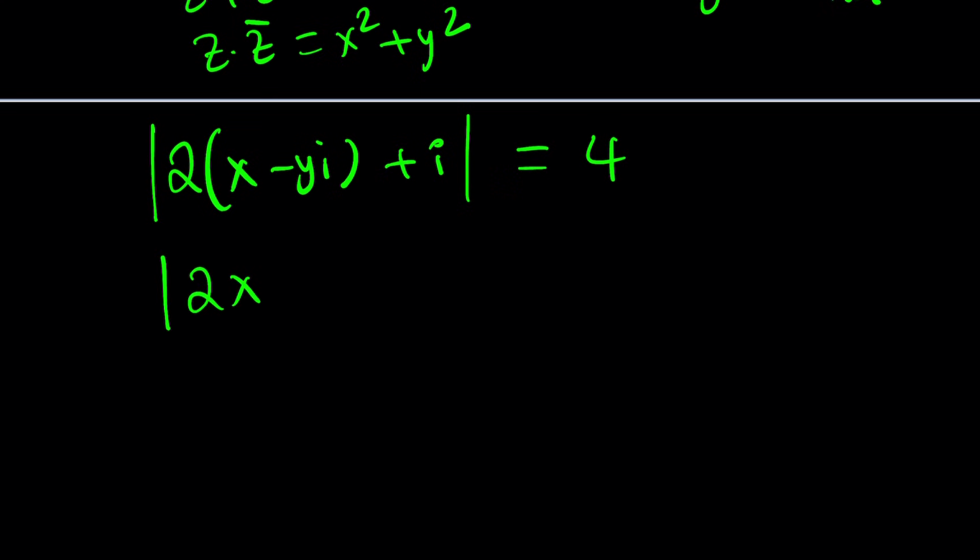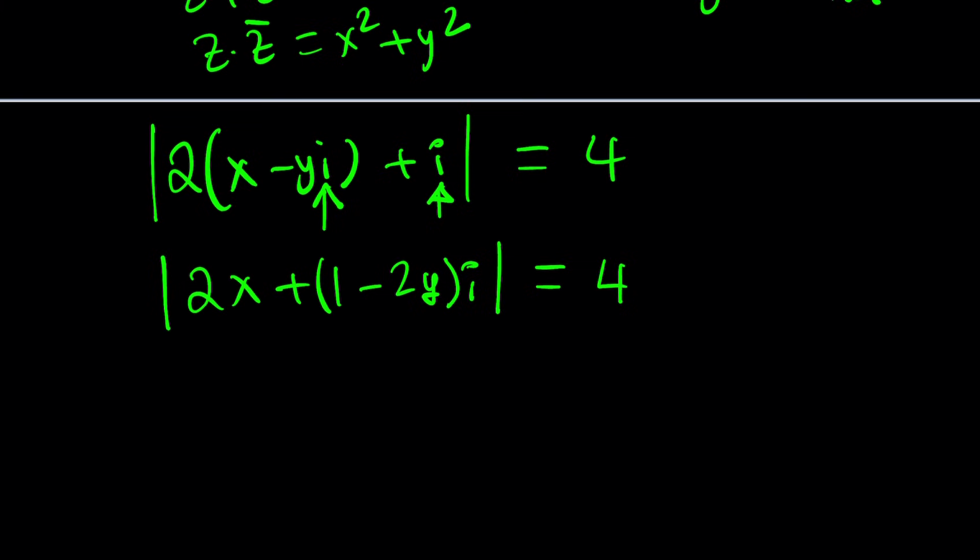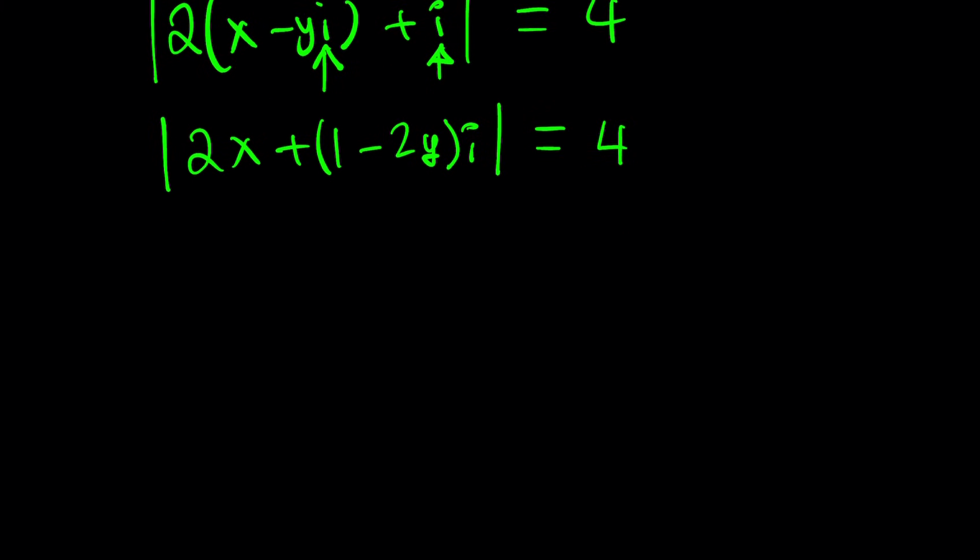Paying attention to the fact that this is an imaginary part, and this is another imaginary part, we're going to put those two together. So we can basically write it as 1 minus 2y as the imaginary part of our complex number inside the absolute value. Okay? Now, how do you find the absolute value of a complex number? Let's go ahead and define it.